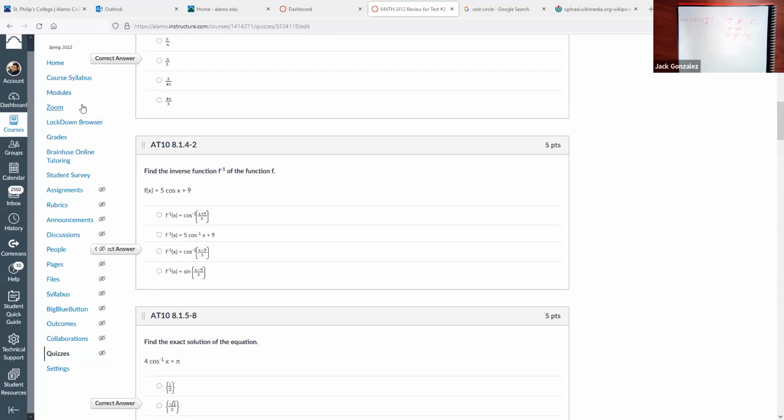Let's do this one. This one looks more interesting. The other one is kind of weird. Example 4. Find f inverse given f is equal to 5 cosine x plus 9.